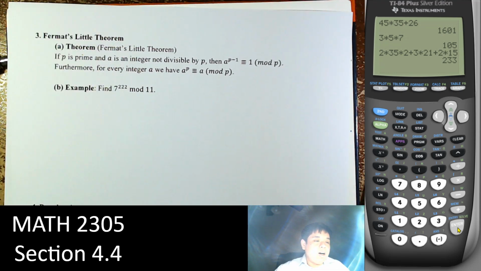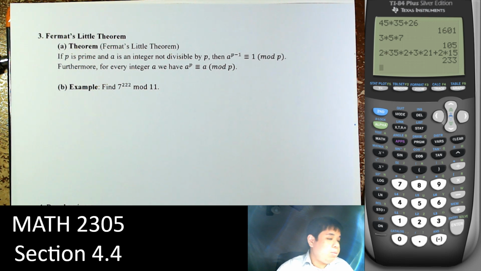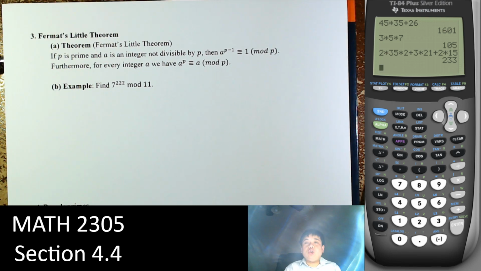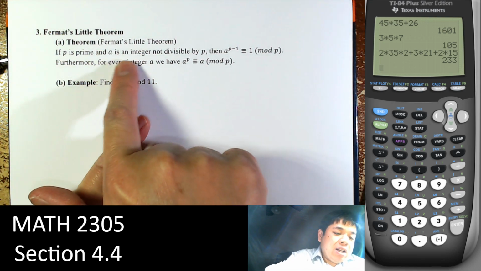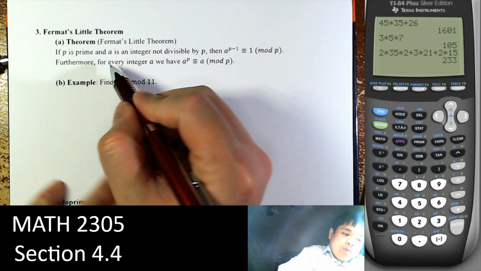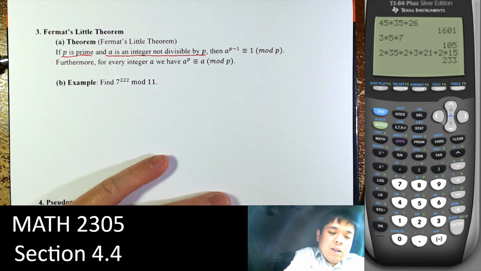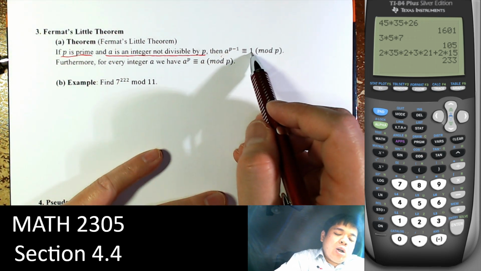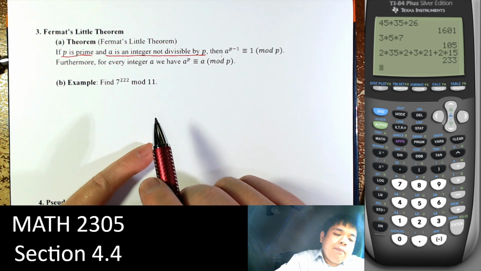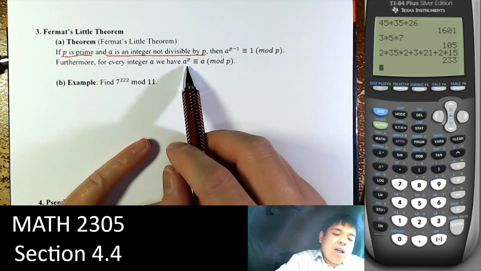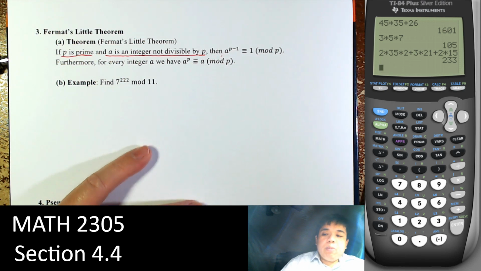Now next we have Fermat's Little Theorem. That is not to be confused with Fermat's Last Theorem, the famous problem that stood for hundreds of years, with a solution found about 30 years ago. But this is a similar form. The statement is: if a is an integer not divisible by p, p is prime, then a to the p minus 1 is congruent to 1 mod p. Furthermore, for every integer a, we have a to the p is congruent to a mod p.